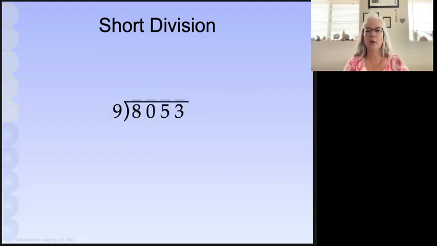Again, I'll put the little lines up here. So 9 goes into 8. Well, it doesn't. So 9 goes into 80. How many times? 8. How many left over? 8. 9 goes into 85, 9 times with 4 left over. 9 goes into 43, 4 times with 7 left over.